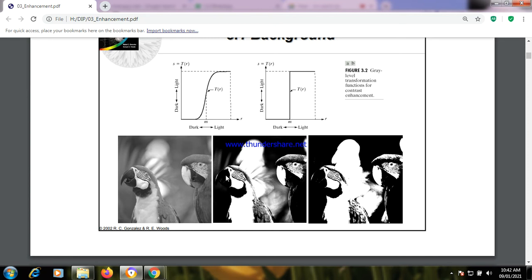So can you make out the difference here? Clear? Intensity values less than M, say it is 0, 125, or say 150, this is 255. Intensity values less than M are made darker, and intensity values greater than M are made a bit brighter. Then you can clearly find the information here. This is R, this is S equal to T of R. This is the original image, and this is the image after transformation. So this is called contrast stretching.